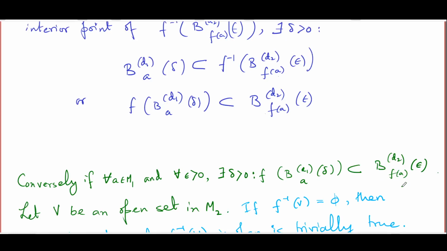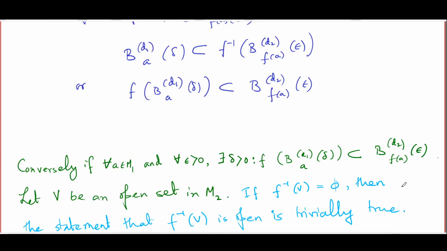Now, if F inverse V is null, that's always possible. That is, there are no elements of M1 which map onto the elements of V. Then the statement that F inverse V is open is trivially true. Remember, the only way in which a set can fail to be an open set is that it contains points which are not interior points. But since the null set contains no points, it simply cannot ever disobey the conditions which make a set open. We usually call this kind of statement vacuously true. So the interesting case is when F inverse V is not a null set.